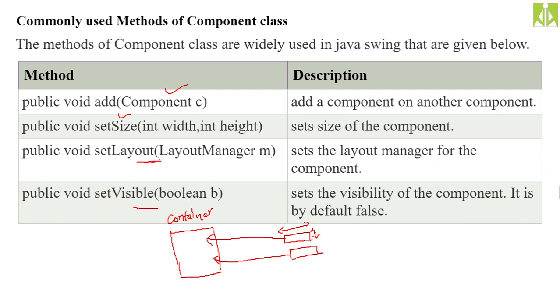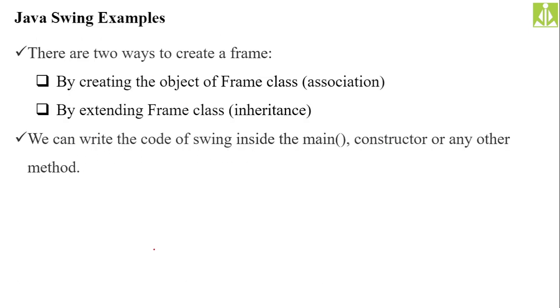Then we have setVisible. Adding a component to your container doesn't make that component visible on the container. So you must call the setVisible method and set it to true on that particular component, so that the component becomes visible on the container. Okay, so the next thing is the Swing example.